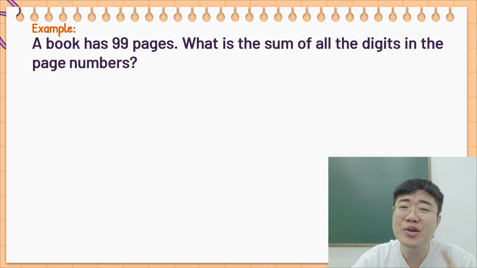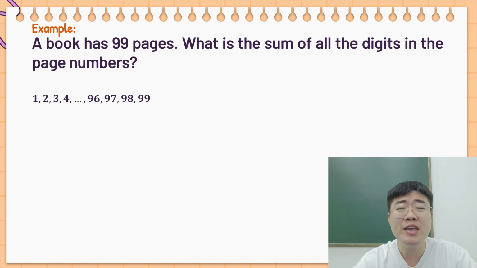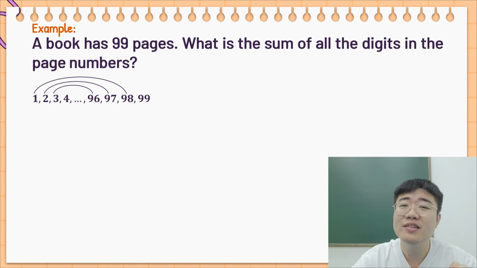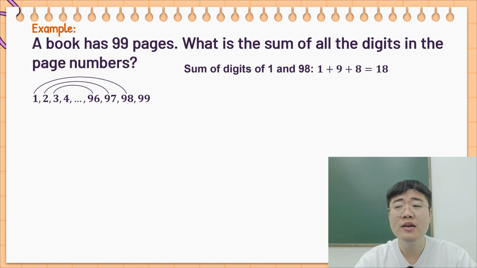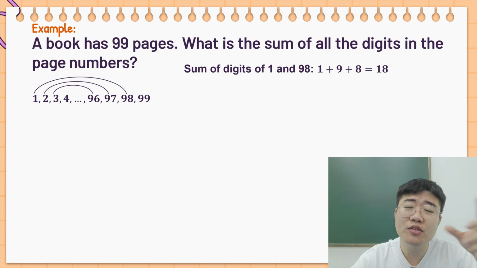So let's regroup the numbers. I'll start from the very beginning. Now we can try 1 and 98. This way there will be no carryovers. Then 2 and 97 can go together. 3 and 96 can go together. So let's check for the values now. 1 and 98. The sum of digits will be 1 plus 9 plus 8. The total is 18. Then we look for the group here.